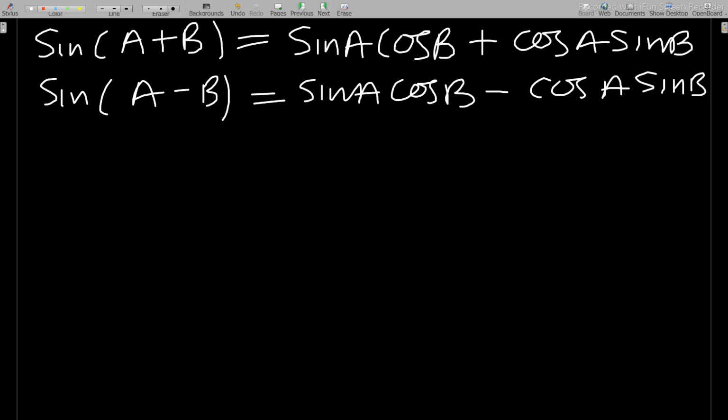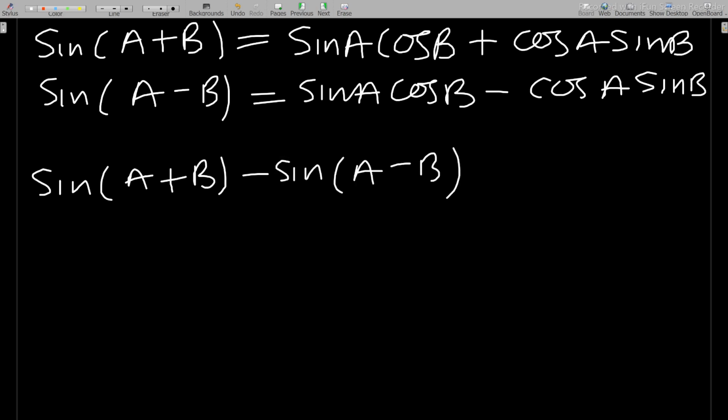Now with these two equations, if I try to subtract them, I'll get sine of a plus b minus sine of a minus b. I'm trying to show you the way, so kindly stay tuned and look at how I'm doing this. When I subtract them, sine a cos b minus sine a cos b gives 0, because they are the same thing. But the other terms give me cos a sine b minus minus cos a sine b, so it becomes 2 cos a sine b.